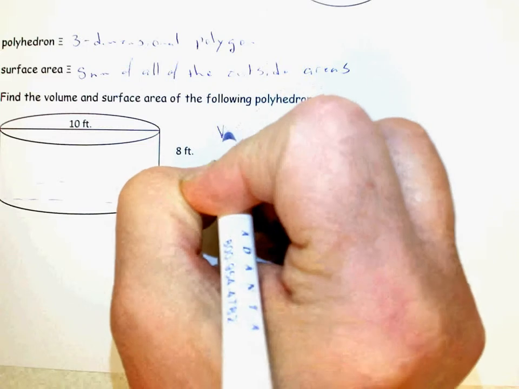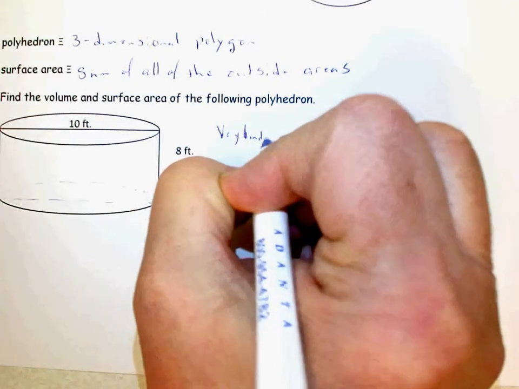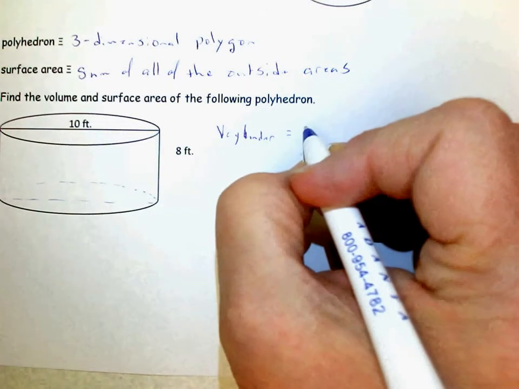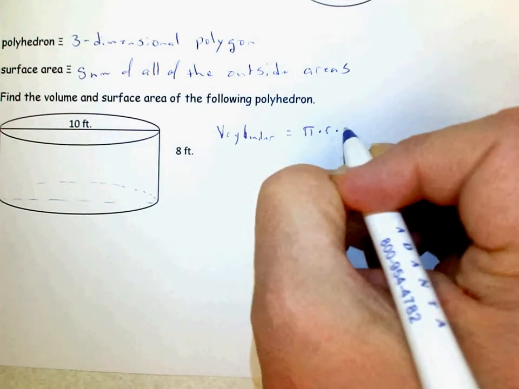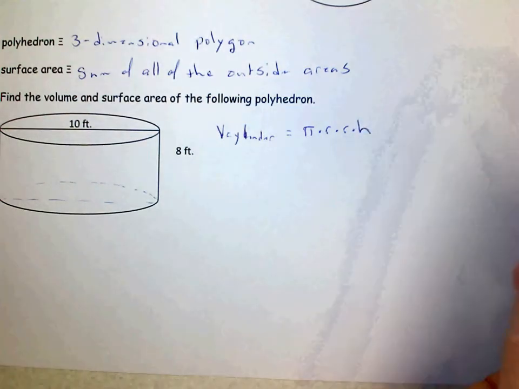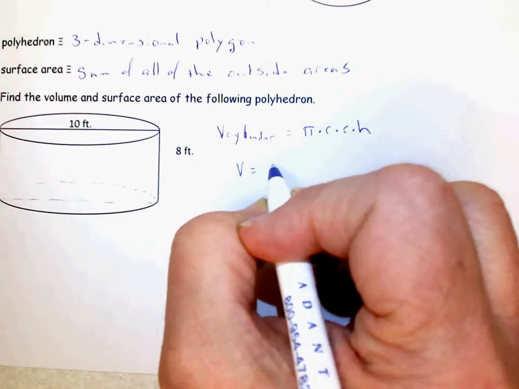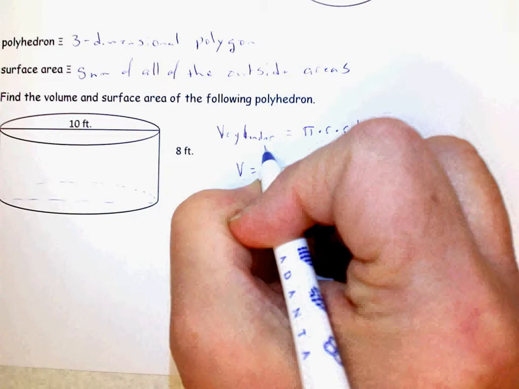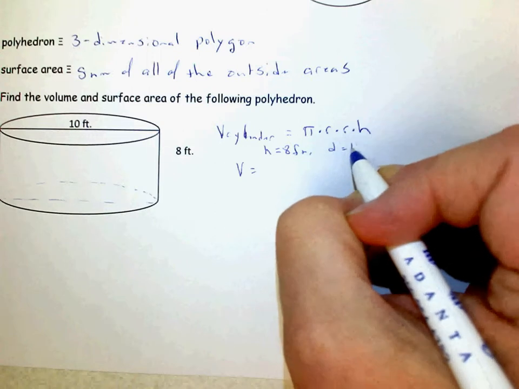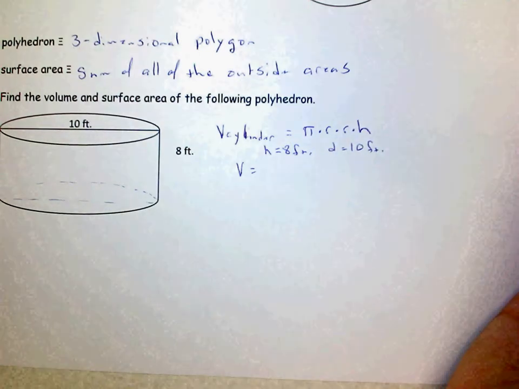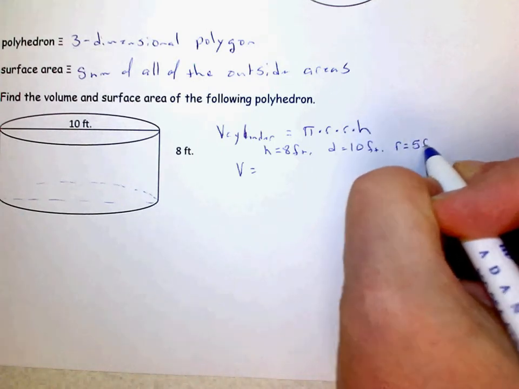So let's go back to our formulas. The volume of a cylinder is pi times radius times radius times height. So let's go ahead and do that. The volume is, hang on just a minute. We know our height is 8 feet. Our diameter is 10 feet. So what is our radius? Well, if you said 5 feet, you are correct.